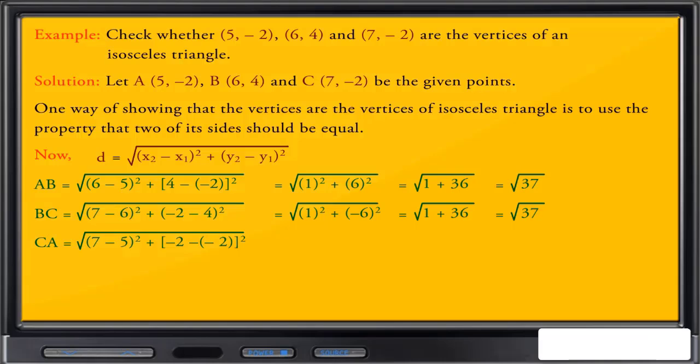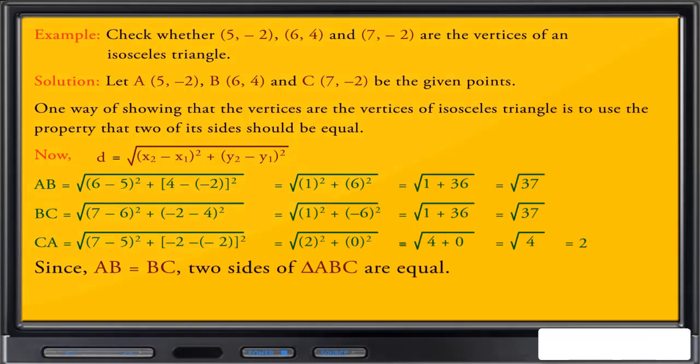And CA is equal to under root whole square of 7 minus 5 plus whole square of minus 2 minus minus 2. This gives under root 2 square plus 0 square is equal to under root 4 plus 0, which in turn gives under root 4 is equal to 2. Since AB is equal to BC, two sides of triangle ABC are equal. Therefore, triangle ABC is an isosceles triangle.